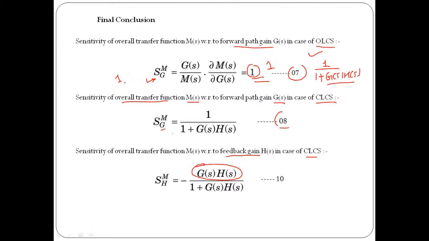Then after that we have the sensitivity factor of closed loop control system when we are trying to find out with respect to feedback path gain. The value is minus g of s into h of s upon 1 plus g of s into h of s, and then this will be at least possible value. That means sensitivity of overall transfer function with respect to change in forward path gain in case of closed loop control system, and the value is 1 divided by 1 plus g of s into h of s. So these are very important mathematical formulae which play an important role in order to understand and solve numericals on sensitivity.